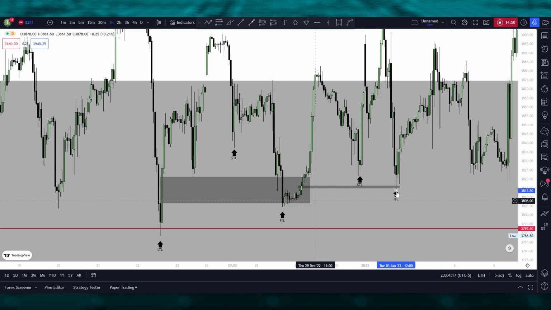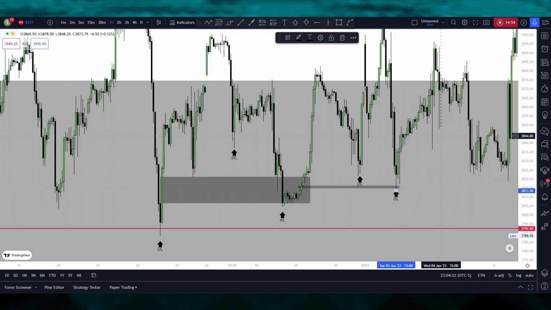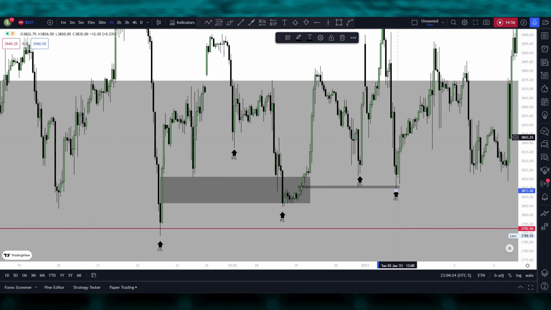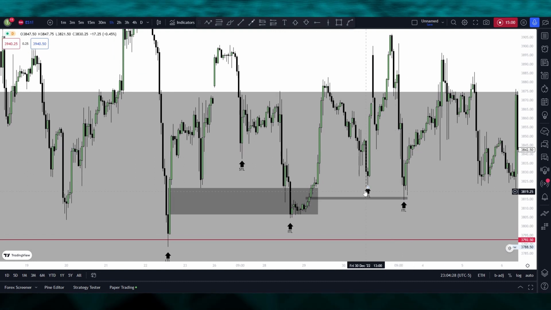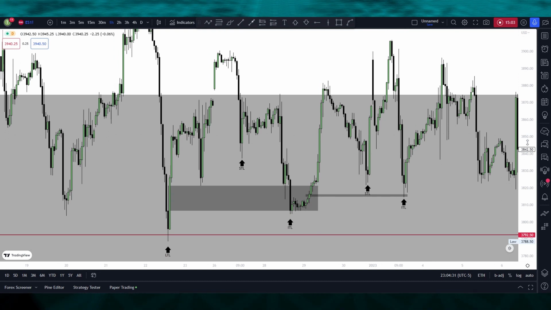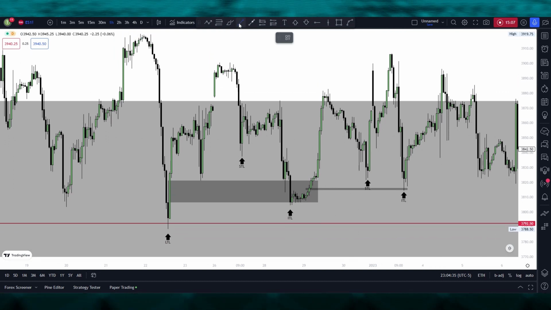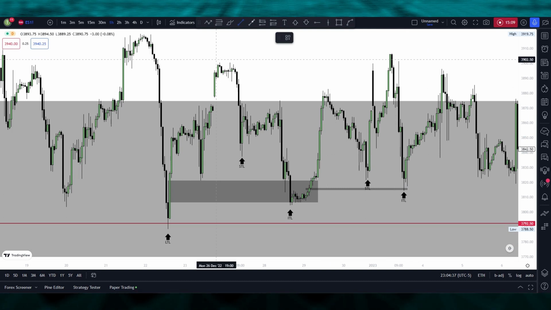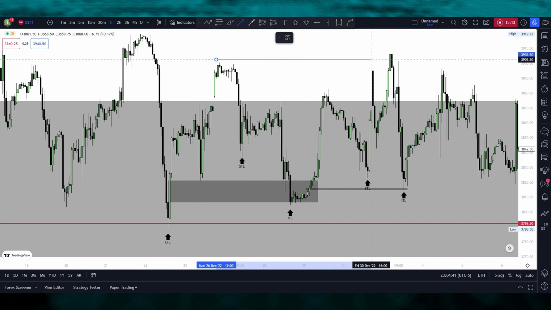And what's the essence of this intermediate term low? It should not be broken up until we reach what? We reach our target. So why would we use this low instead of that low? Well, those are the questions that you'd find the answers to in the strategy. Because if I can just give you a clue, we have a pool of liquidity right here in the form of equal highs.